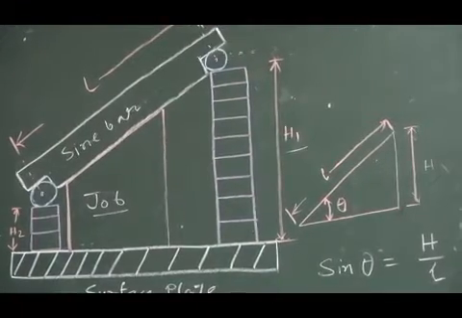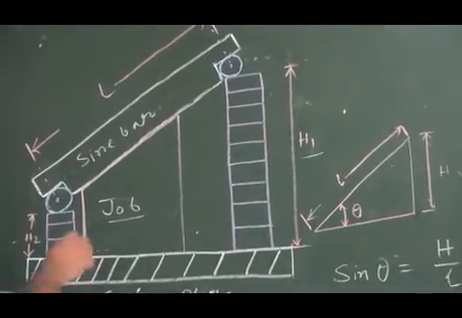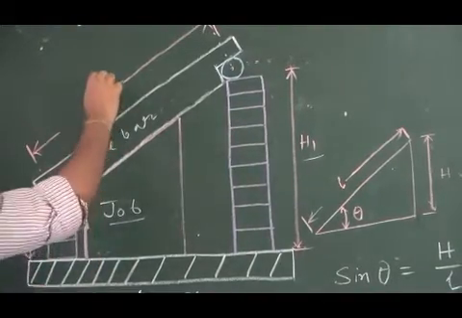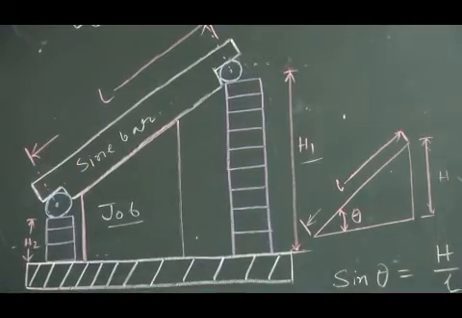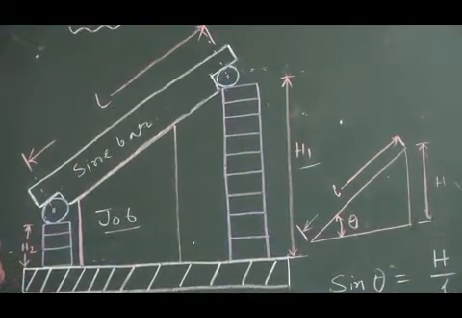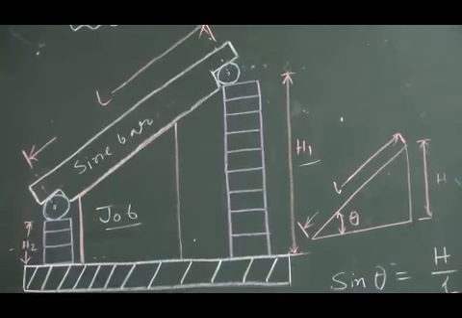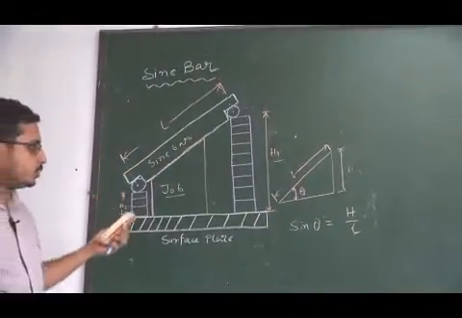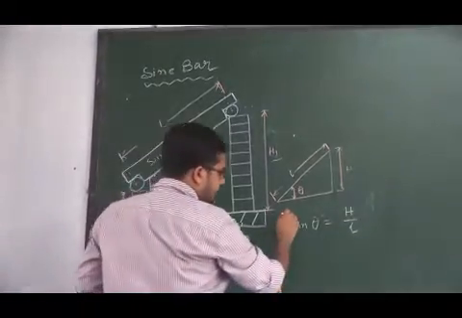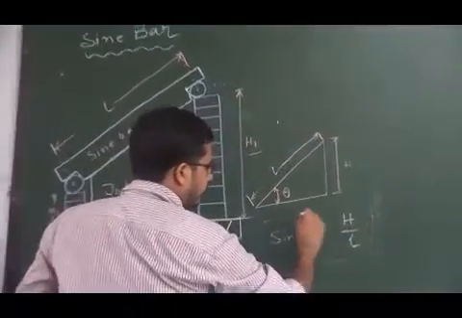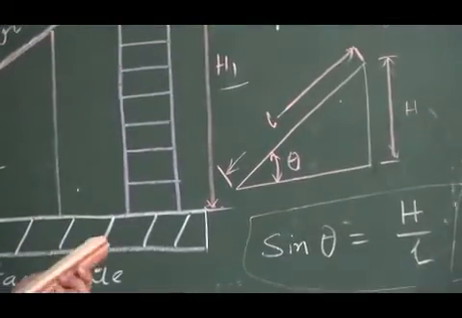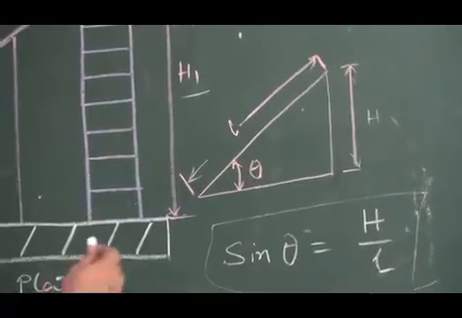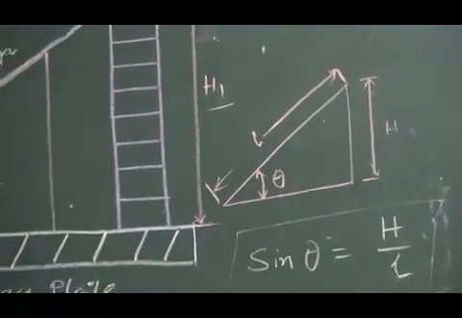We can specify a sine bar by its length between two rollers. So this length is L. Now we can easily measure h1 and h2, and L is already known, so we put these into the formula sin theta equals h by L. How is this formula derived? It is derived from this simple diagram.